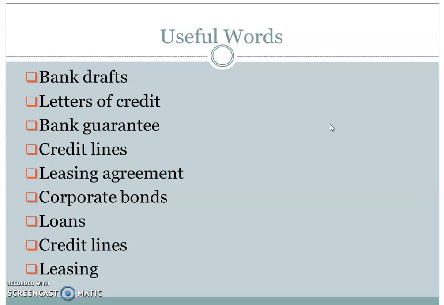Now, you students, you have to understand all of these useful words in order for you to get familiar with these words. I know we cannot learn this just once, but when you are working, I know these words will be recalled, especially when you are working at a bank. Now let's move on to loans, credit lines, and leasing.